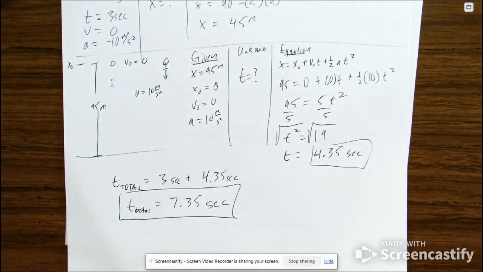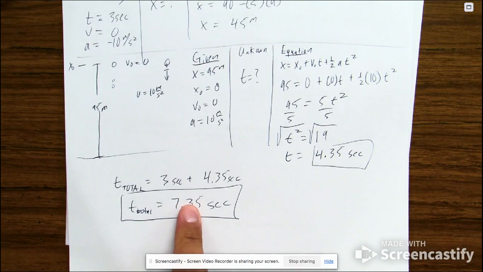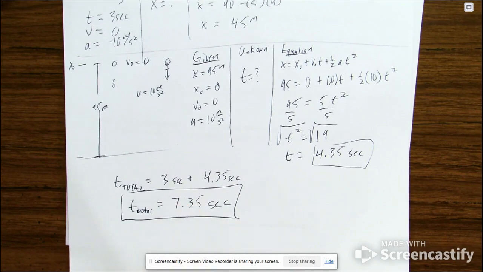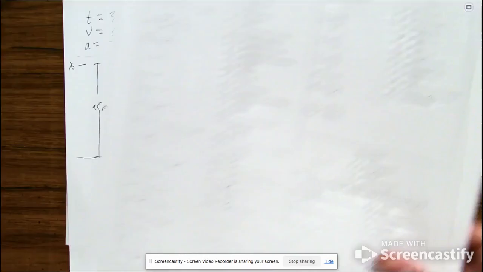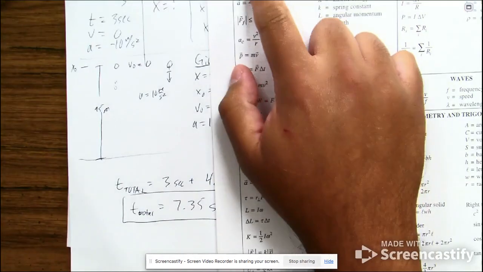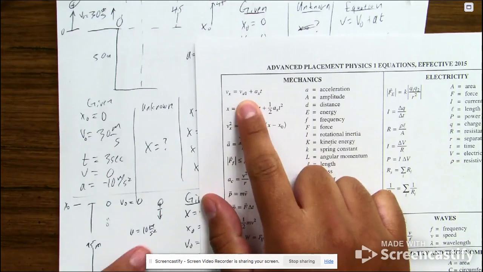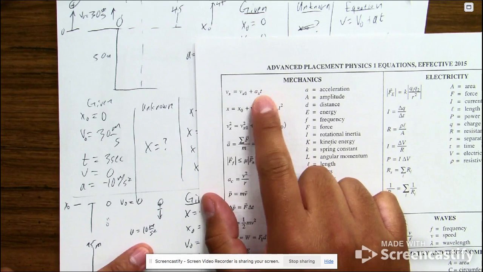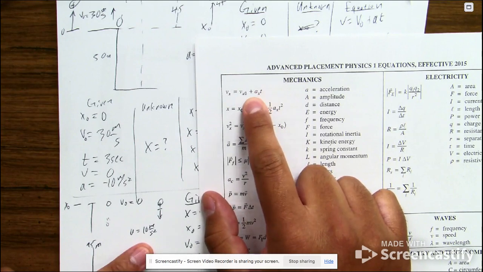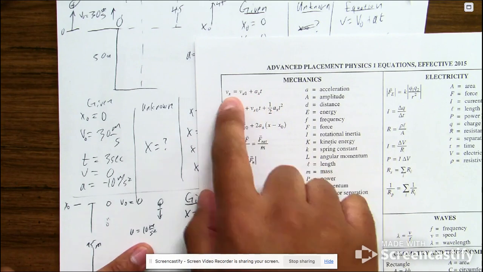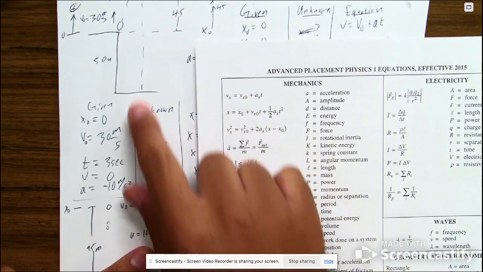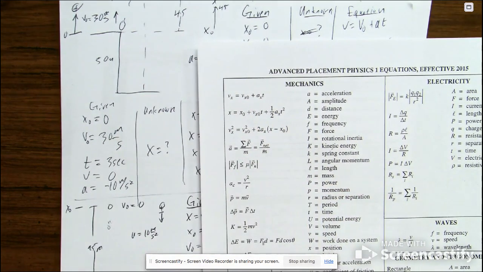Okay, and then to do the second part, we can go ahead and plug that into this other equation if you want to find out your final velocity. Now we know our total time, we know our acceleration, we know our initial velocity, and then we can find our final velocity. We want to find out how fast it's going there. And I hope that helps.